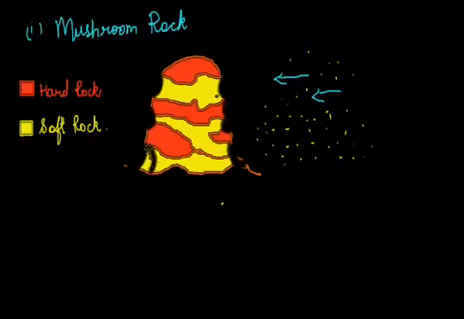Slowly and gradually, as the erosion work moves on, the stump, or the surface of the rock, starts getting thinner and thinner. And ultimately it leads to the formation of a mushroom-like structure.